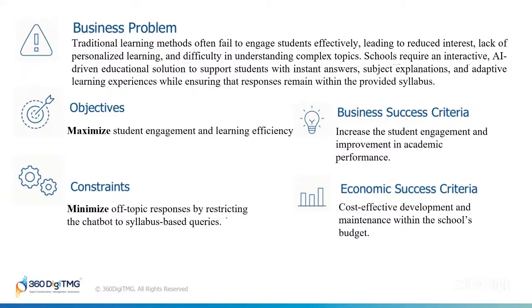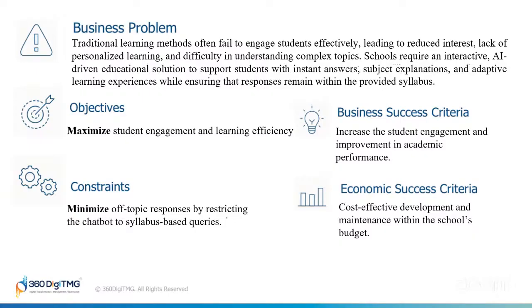So this is our business problem. What does it mean? School students often fail to engage with curriculum activities because of the lack of personalized learning and difficulty in understanding complex topics. That is the reason our educational system requires AI-driven educational solutions, like a chatbot, to get instant answers, subject explanations, and an adaptive learning experience. Whatever questions the student asks, it should respond in a concise and simple manner for the understanding of the students. So this was all about the business problem.